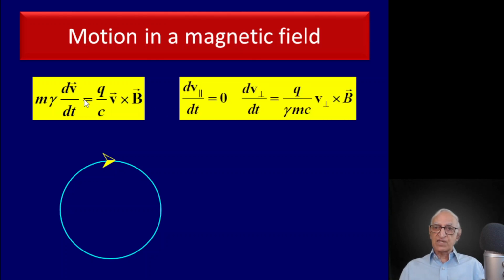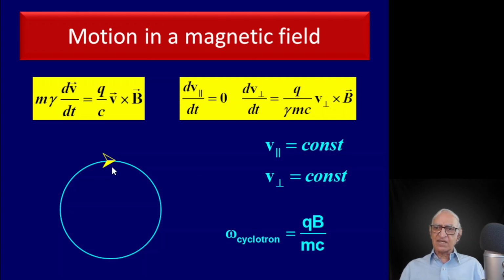If you decompose the velocity into two components, parallel to the magnetic field, v parallel, and perpendicular to the magnetic field, because the force is perpendicular to the magnetic field, you will find that dv parallel by dt is 0. If the charge is moving parallel to the magnetic field, it does not experience any force. Therefore, the acceleration is 0. But there is an acceleration if the velocity is perpendicular to the magnetic field. That is given by v perpendicular cross B.